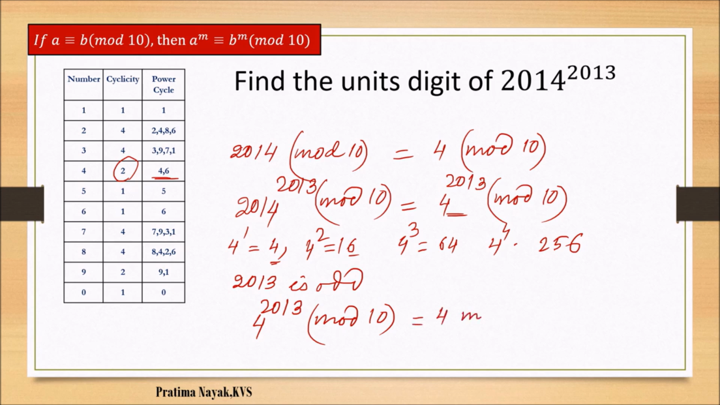So 4 raised to the power 2013 mod 10 is equal to 4 mod 10. Since it is an odd number, it ends in 4. If it is an even number, it ends in 6. So the unit place digit is 4.